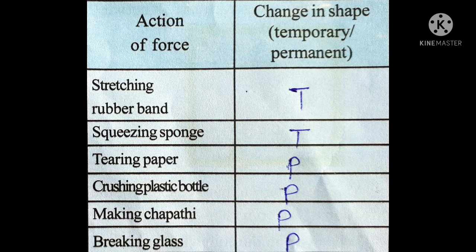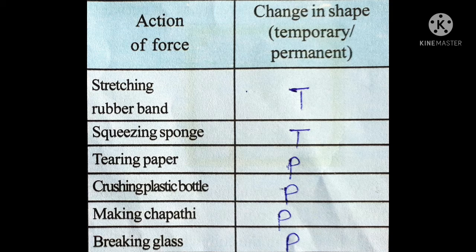Stretching rubber band, temporary. Squeezing sponge, change in shape, temporary. Tearing paper, change in shape, permanent. Crushing plastic bottle, change in shape, permanent. Making chapati, change in shape, permanent. Breaking glass, change in shape, permanent. Give some more examples where force can change the shape of an object.